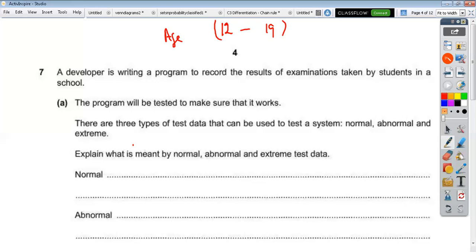Let's say I've got a database and we have that restriction that the age is 12 only to 19. So what will be the normal data? That's my question. Give me an example of normal data. Give me an example of extreme data and give me an example of abnormal data.